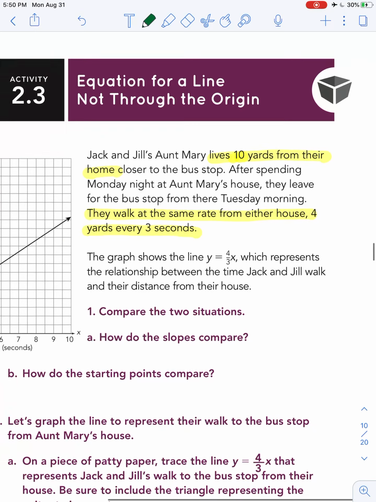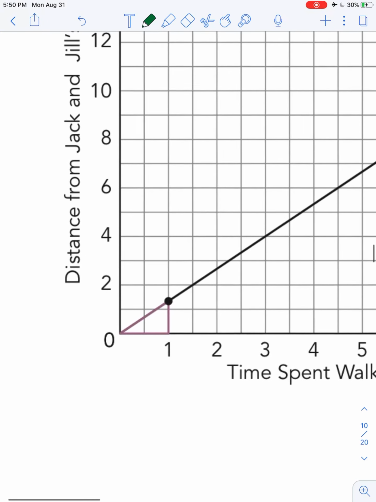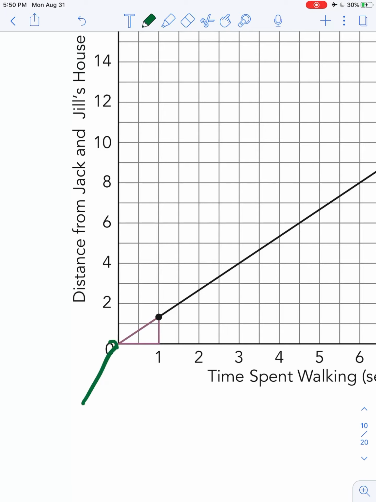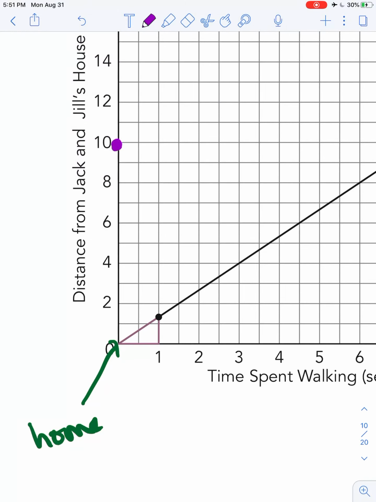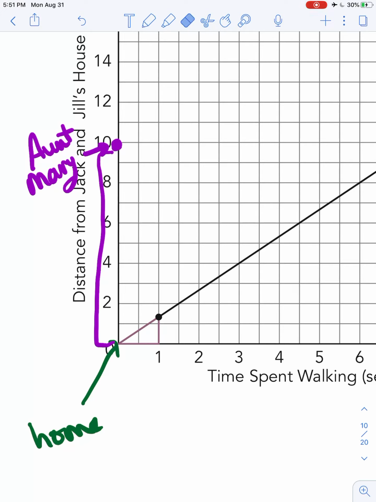So that's important information. If I look over here at this graph, number one thing you have to understand is this is home. If you read right here, it says distance from Jack and Jill's home. So it says that Aunt Mary lives 10 yards from their home. So this right here would represent 10 yards away. So this is Aunt Mary's house.